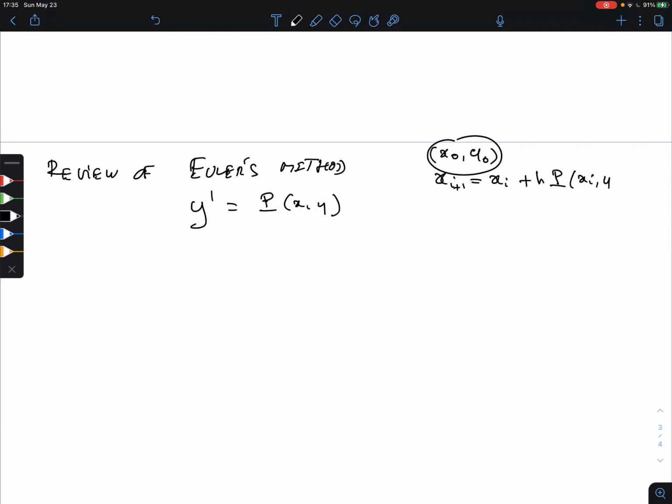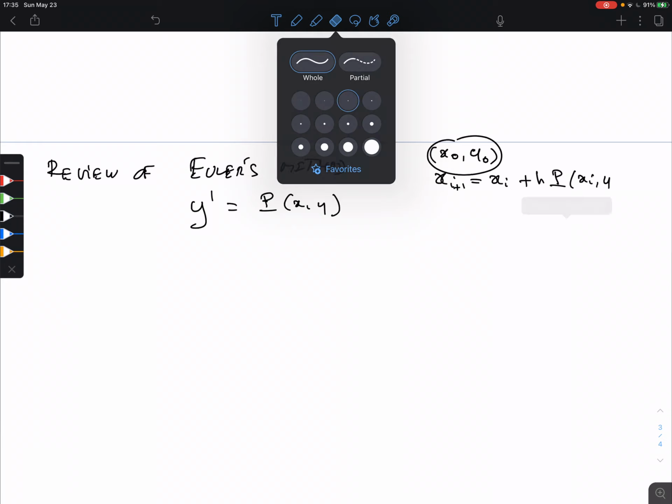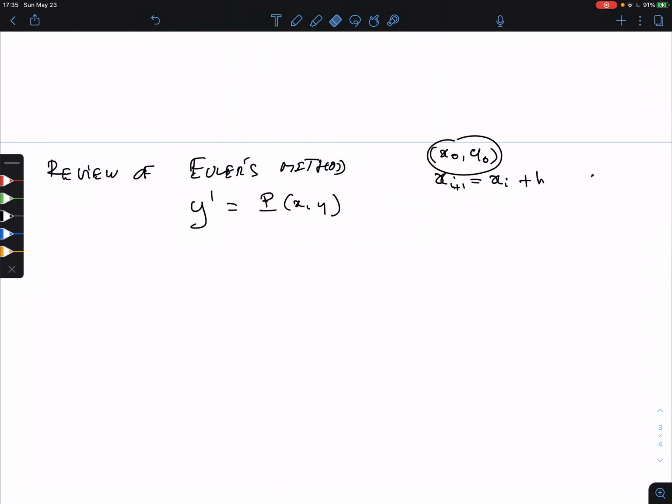Oh no, sorry. This is y, right? So wait, give me a sec here. So in the x direction we just take equal steps, right? We go step by step. So in general this is h here. It's in the y direction that we have this formula that is the recursive formula.